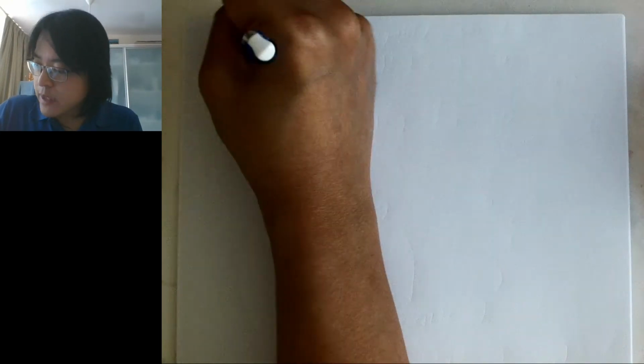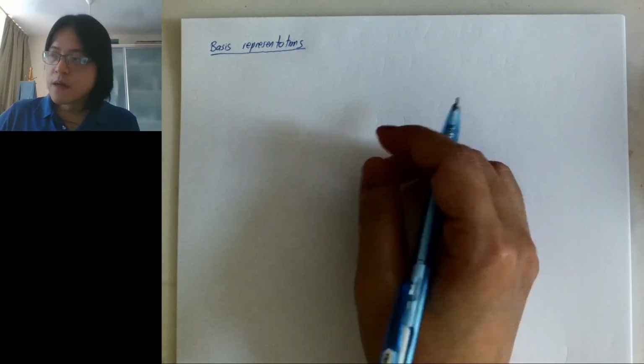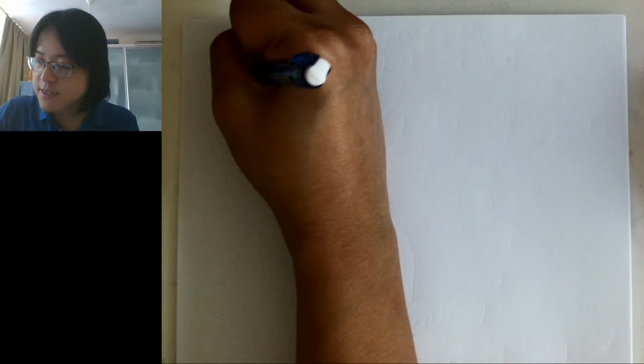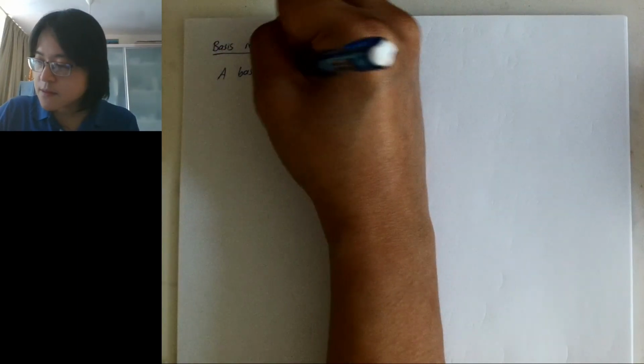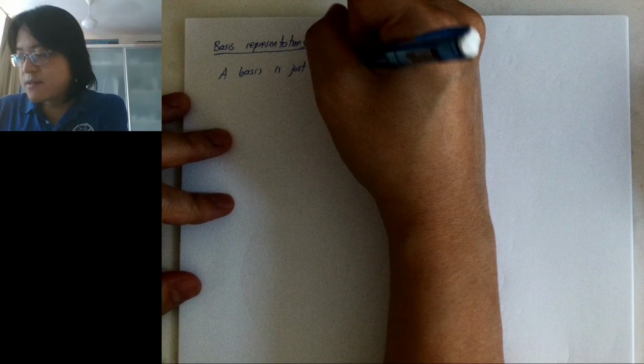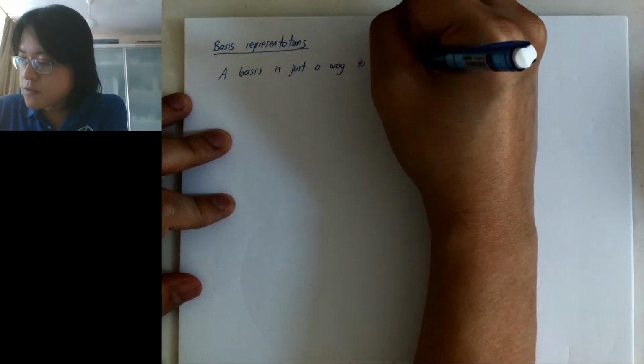Okay. Actually, what I'm going to talk about is already true in Newtonian mechanics, because a basis is not unique. A basis is just a way to describe a vector.